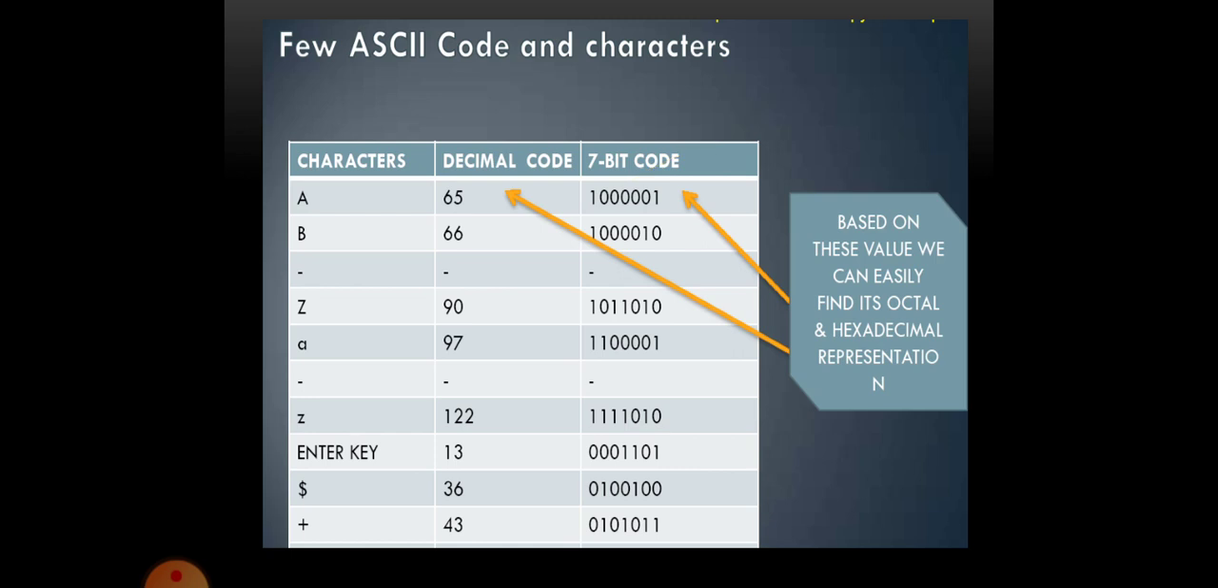A few ASCII codes and their characters are shown, for example 65 as a 7-bit code. So 65 is converted into binary with 7 bits. Based on these values, we can easily find the octal and hexadecimal representations. So if you have the binary representation, it is easy for computers to convert into octal or hexadecimal.